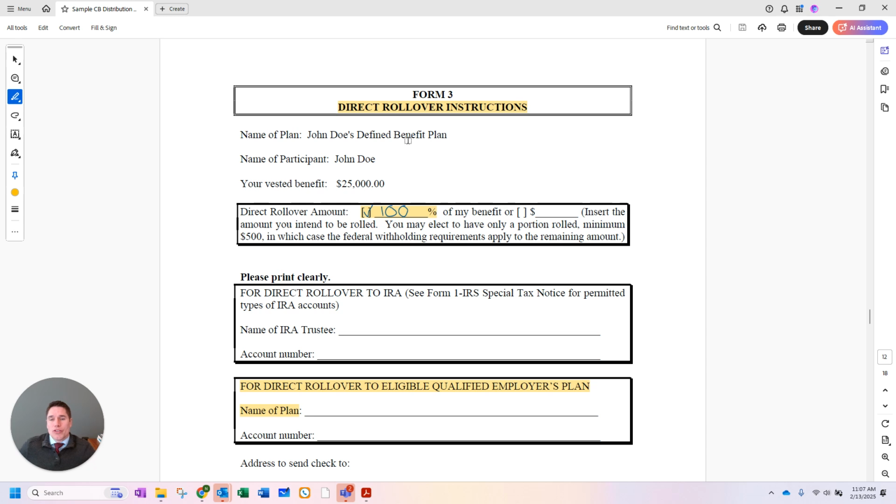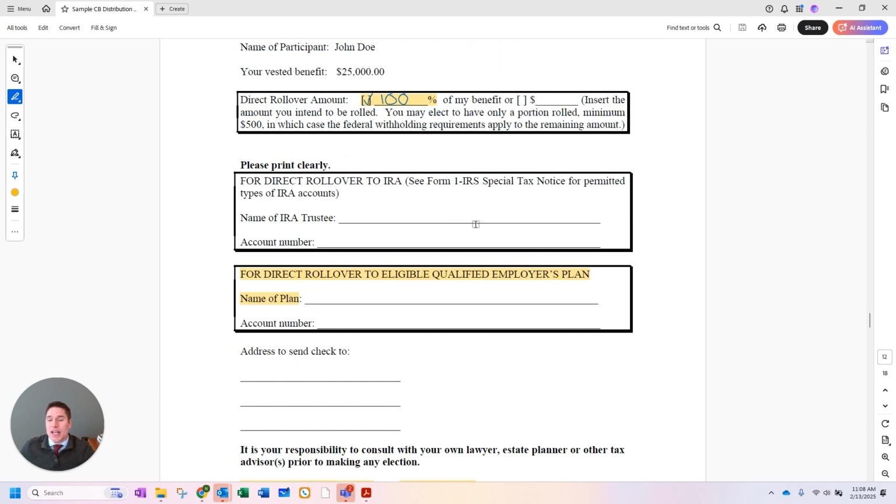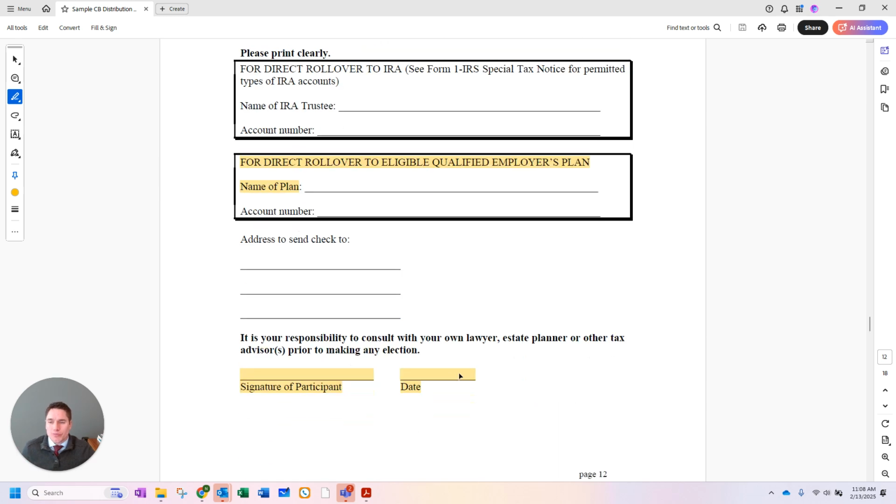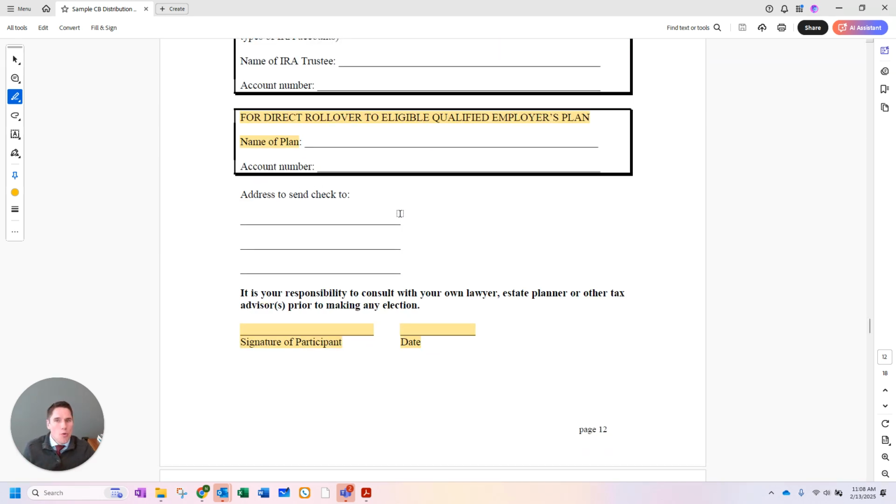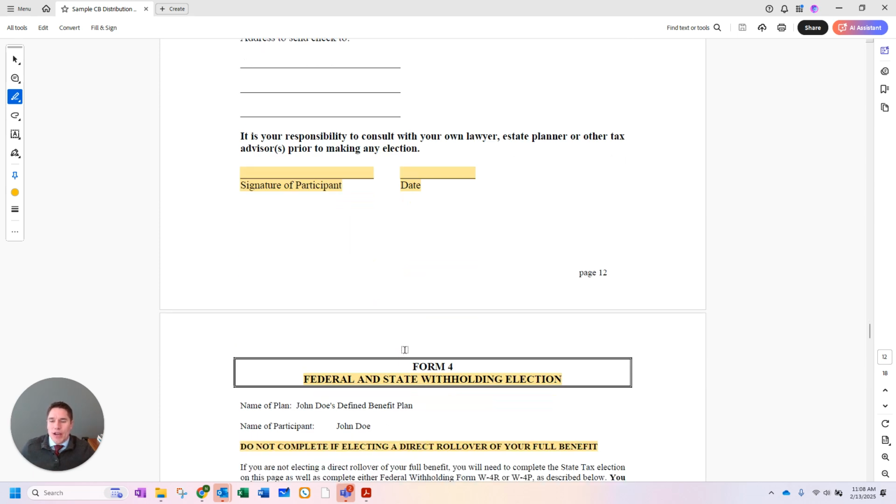Form number 3, direct rollover instructions. This is what I'm definitely recommending, is that you do a direct rollover. And I would say 100% of your benefit. And my recommendation is right here to do a direct rollover to the eligible qualified employer's plan. So if you're watching this video, your employer has a 401k plan. I recommend just taking this money, moving it into the 401k plan, which will boost your retirement savings in the 401k plan. And then right here, write the name of the plan. We'll provide that to you. Address to send check. You don't want to get a check. They're going to withhold taxes. So you don't want that. And then sign and date right here.